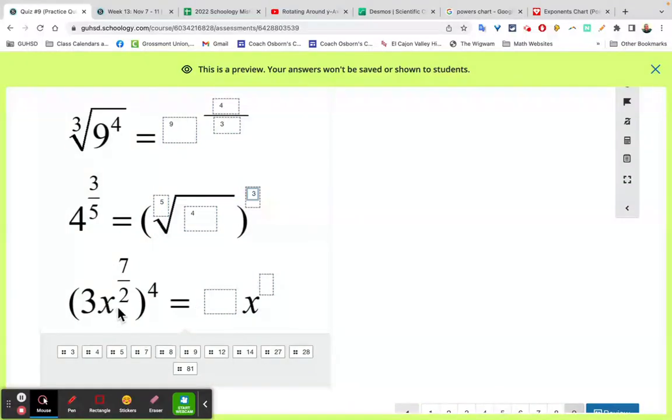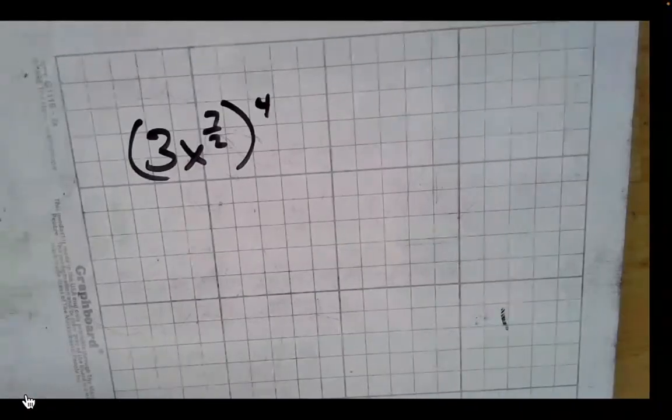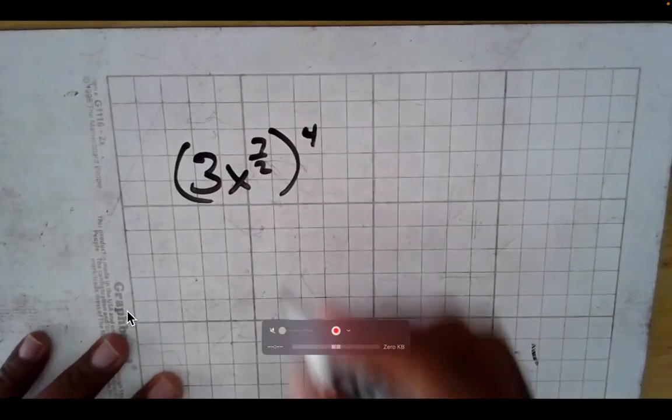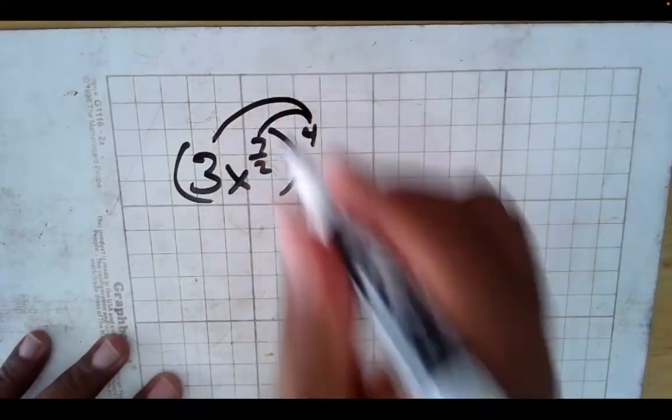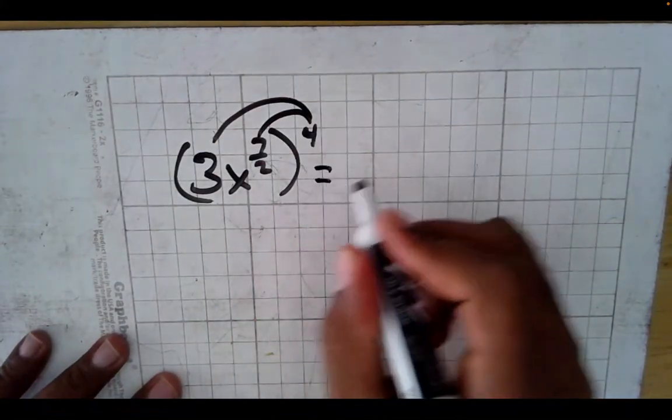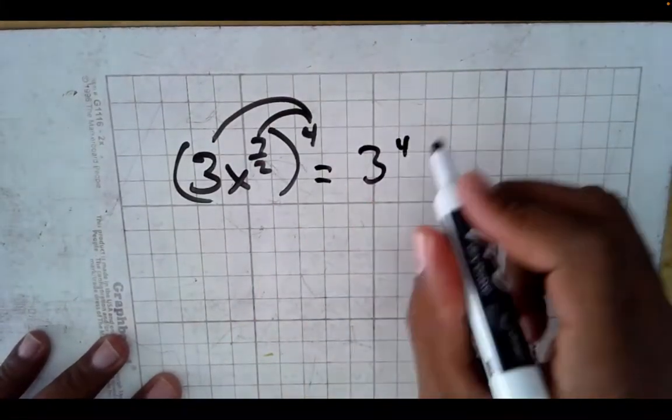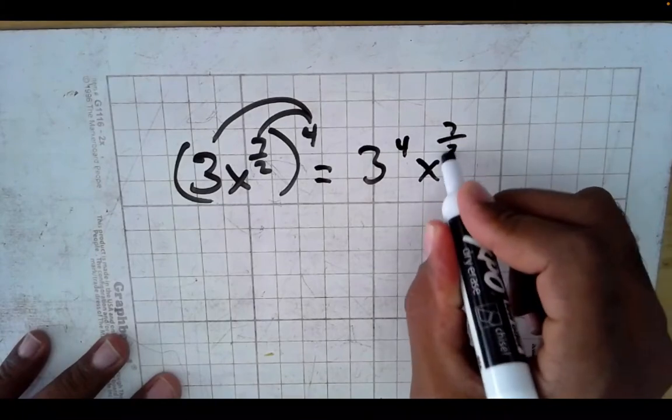Here, we're actually going to simplify this. So what we're going to do is distribute this 4 to the 3 and distribute this 4 to the 7 over 2. So let me show you how to do that. Okay, so basically I'm distributing that 4 to each number here. So then that would be 3 to the 4th now. And then x to the 7.5 times 4.